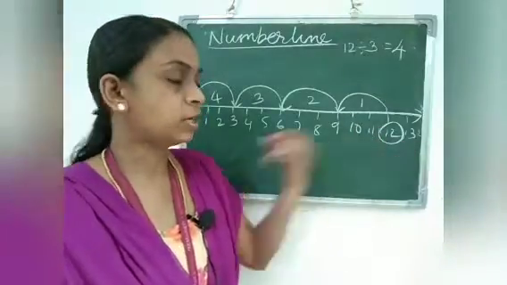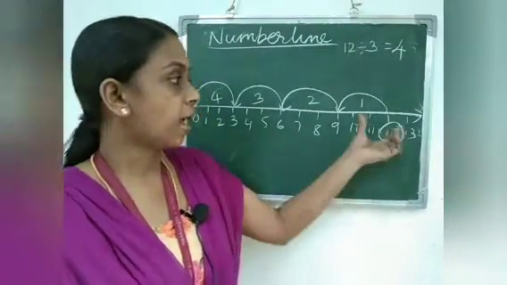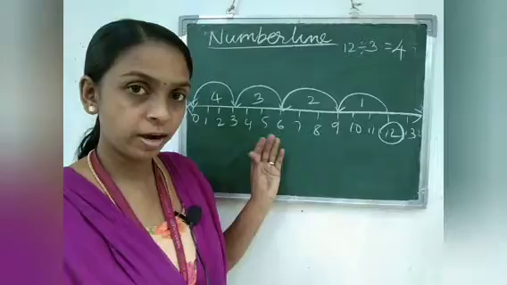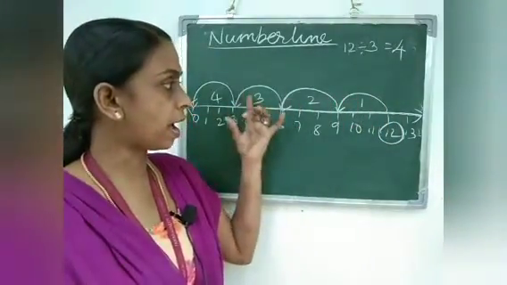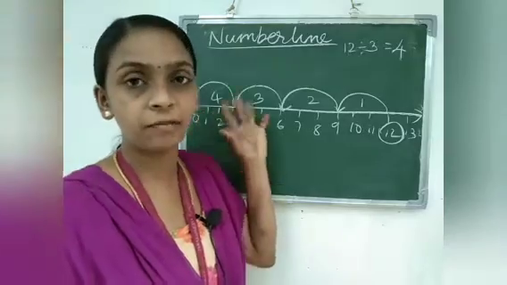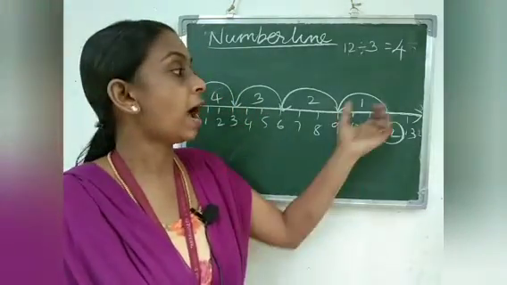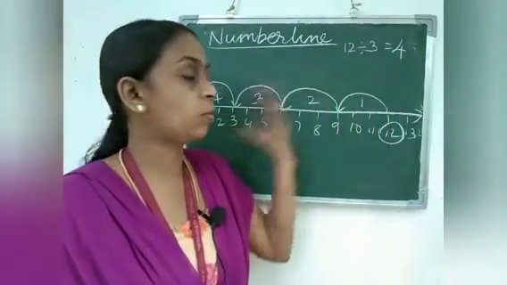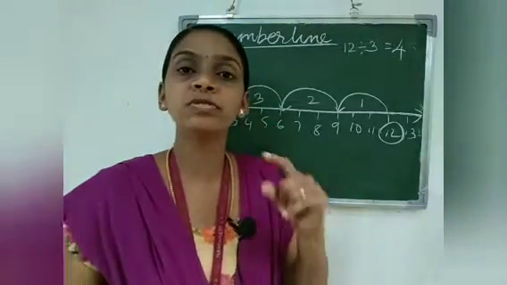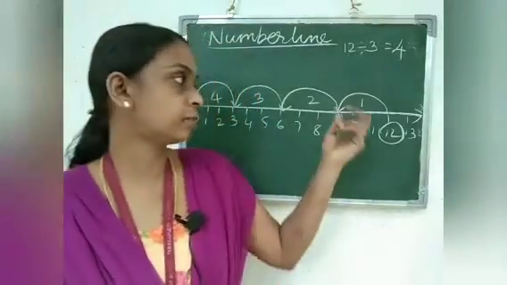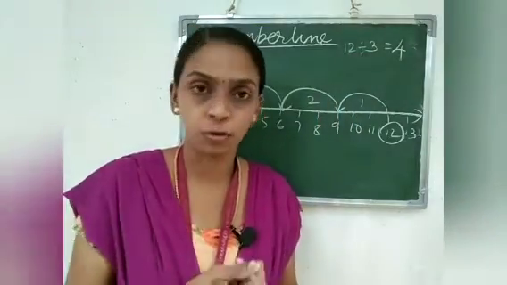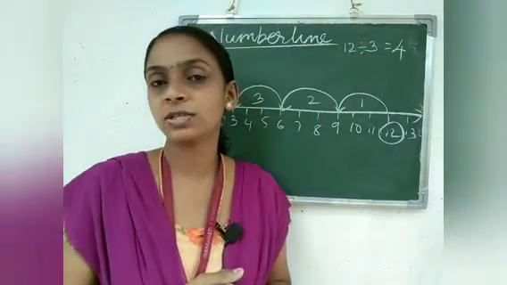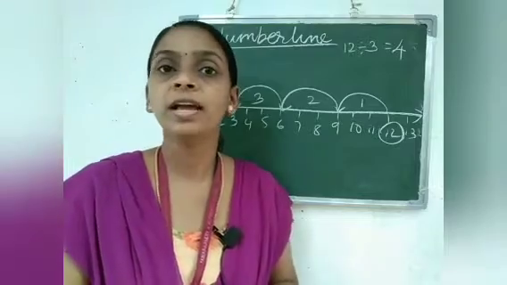So we marked 12 on the number line and we jumped backward, and we counted the jumps. We have to jump backward until we reach 0, and count the jumps. That number of jumps will be the answer. That is 1, 2, 3, 4. 12 divided by 3 is 4. So I think all have understood how to do division on a number line.